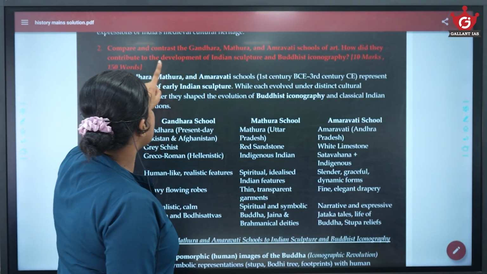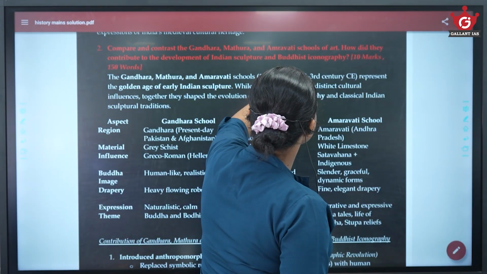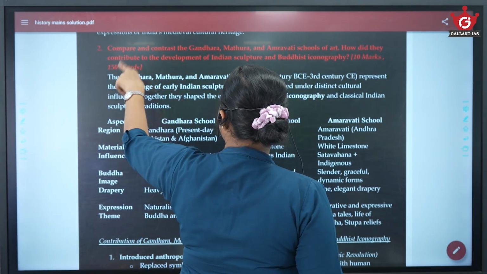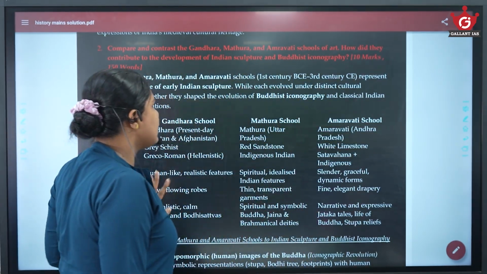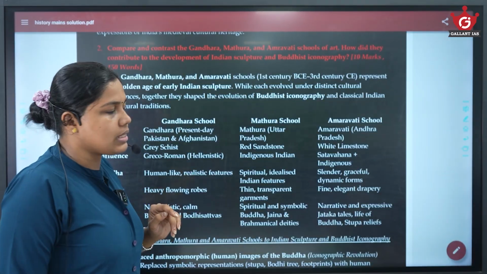Compare and contrast the Gandhara, Mathura, Amaravati schools of art. How did they contribute to the development of Indian sculpture and Buddhist iconography? It's a 10 marker, obviously 150 words.